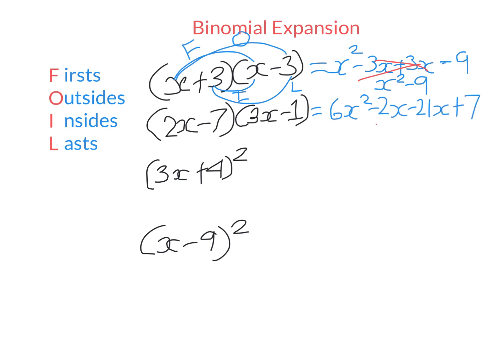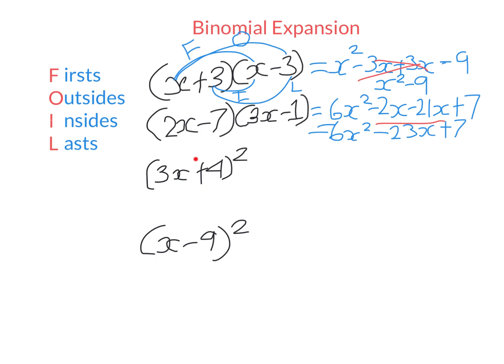So once again, we have 2 like terms here. So we simplify this. 6x squared doesn't have any like terms, so we leave it alone. Negative 21x minus 2x is negative 23x. And then the 7 has no like terms, we leave it alone. This is our final answer here. I can't simplify any further. There are no more like terms.